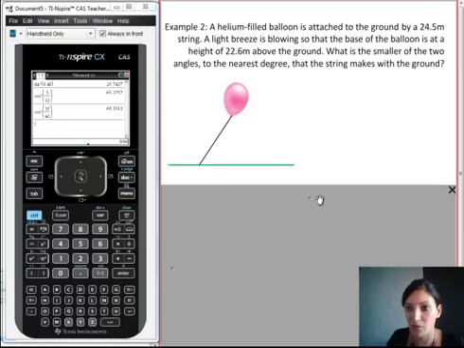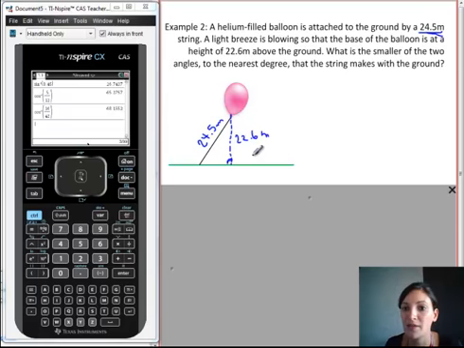Okay, now in the question we're told that the string is 24.5 meters long. So let's just label my diagram here. I've got a string that is 24.5 meters long. Okay, and it's saying that the base of the balloon, so the base of the balloon is here, is at a height of 22.6 meters above the ground. So if I just sort of drew this in here, that is 22.6 meters above the ground. Okay, and the height and the ground are going to make a right angle. So there's my right angle triangle.